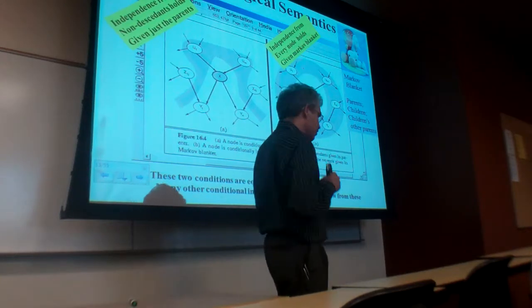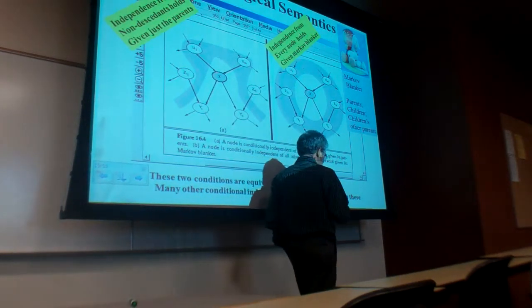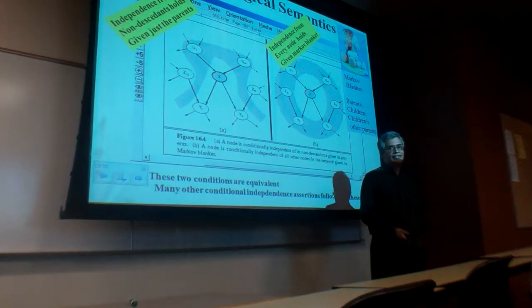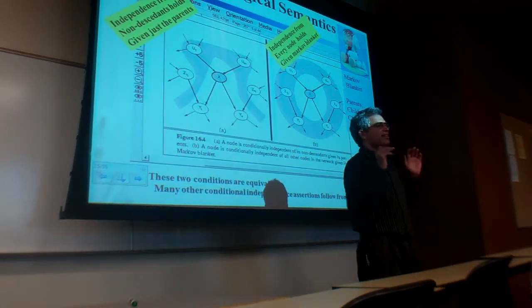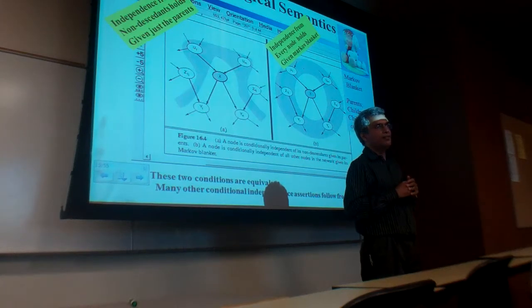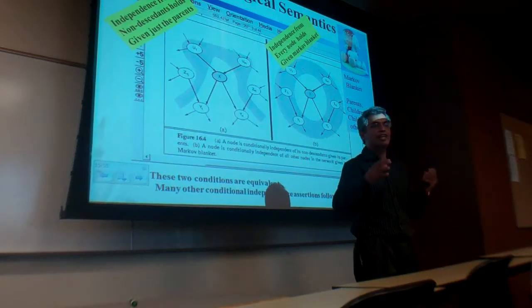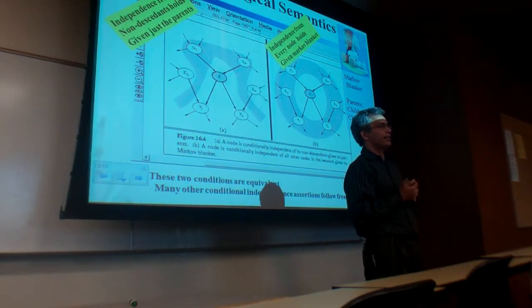Okay? If you are given the Markov blanket of a node, then it is independent of everybody else when it's securely inside this blanket. The way you provide the blanket is you provide the values for all the variables in the blanket.